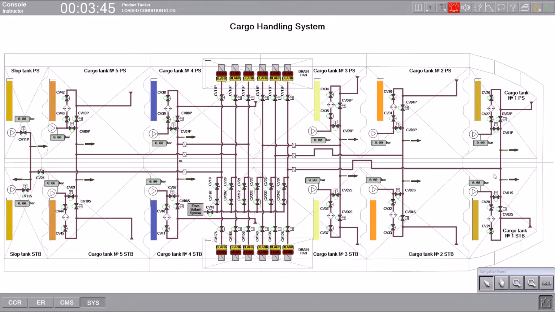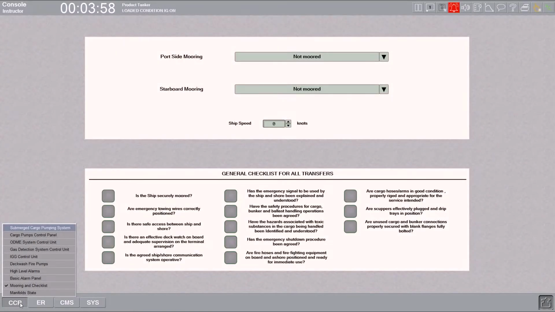So that's why we are able to load 6 different types of cargo on board of this tanker, but we cannot load 2 different types of cargo in one group.